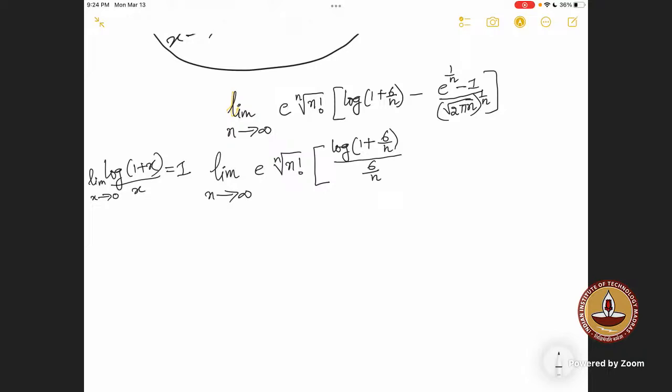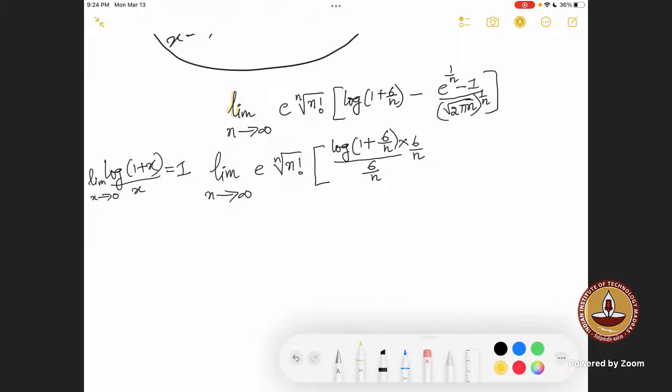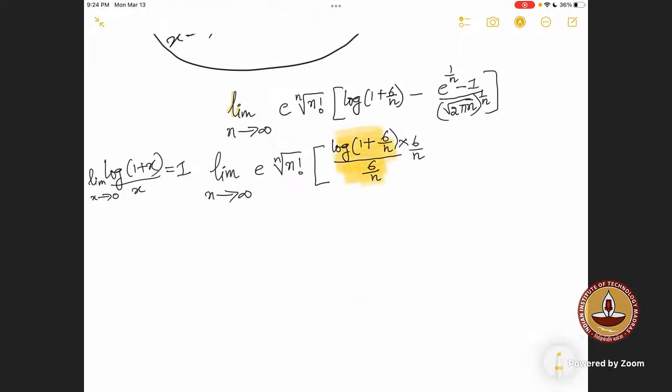But if I divide by 6 by n, there will be an extra term in the denominator. To compensate for that, I have to multiply by 6 by n over here. Is that clear for everyone? Yes, sir. So this highlighted yellow part will be same like this.